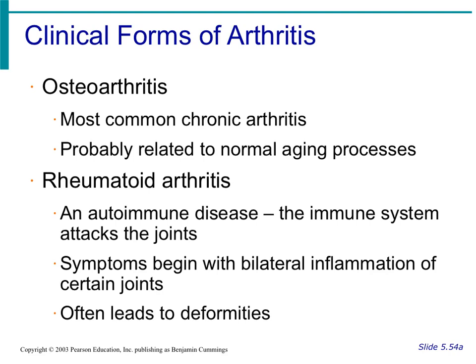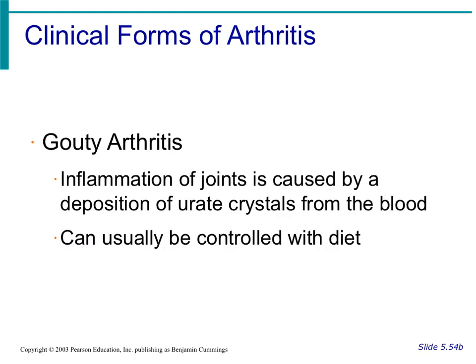Rheumatoid arthritis is actually an autoimmune disease. So it's when the immune system attacks the joints. Symptoms begin with bilateral inflammation of certain joints, and rheumatoid arthritis, as it progresses, can often lead to deformities. Gouty arthritis, or gout, is inflammation of joints, but it's caused by a deposition of urate crystals that come from the blood. Gout can usually be controlled with the diet.